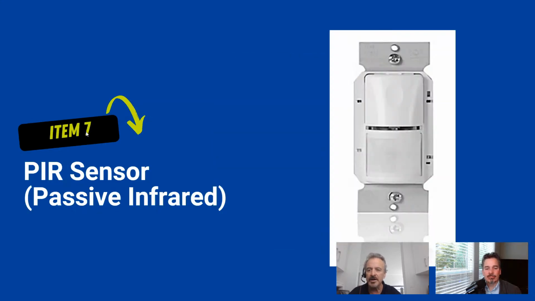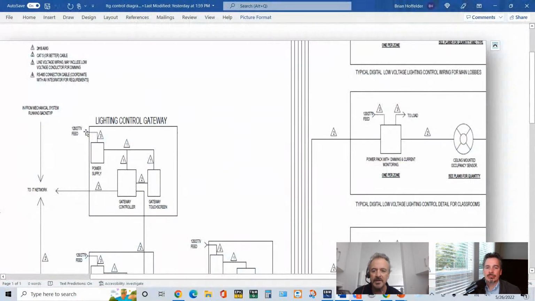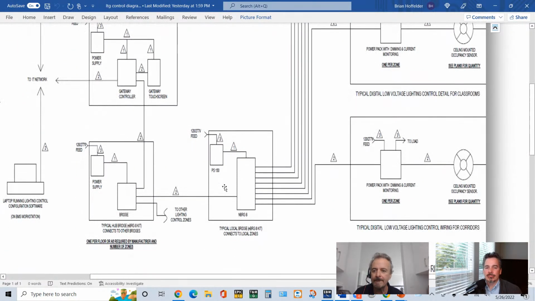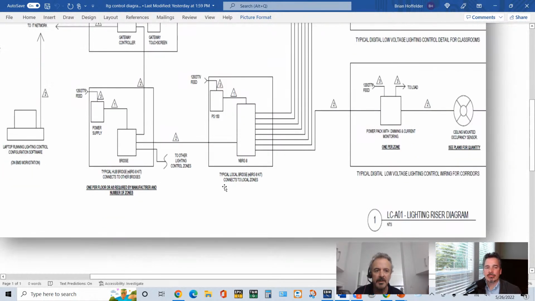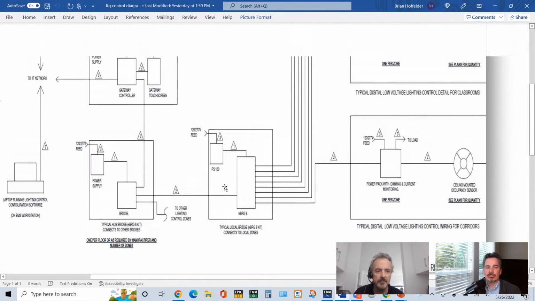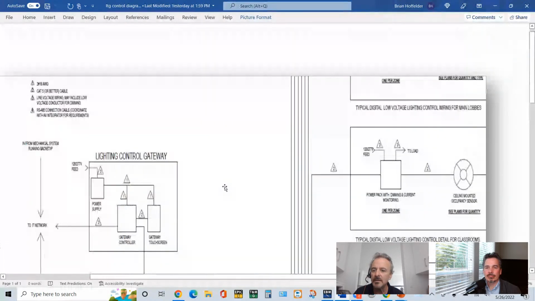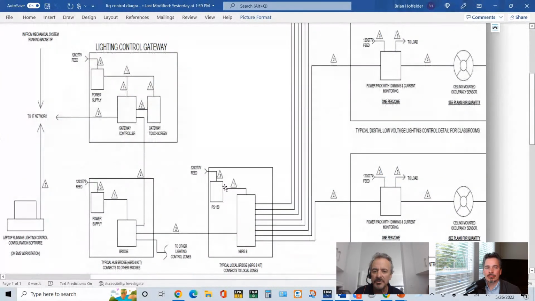Yeah, a few more examples here. Okay, so a PIR, or a passive infrared sensor, is just another type of device. So let's go look at our lighting control diagram and see if we've got one of those. Let's see, ceiling mounted, I see power supply, power pack, occupancy sensor. I apologize. I thought this lighting control diagram had a few more good examples.